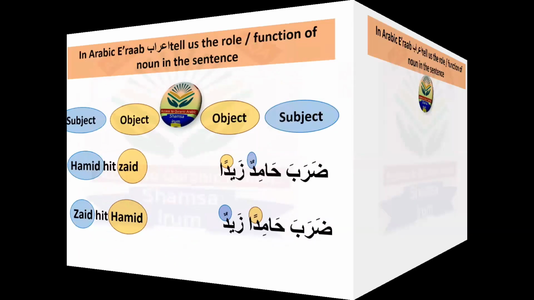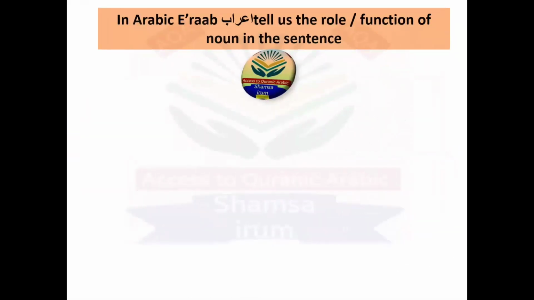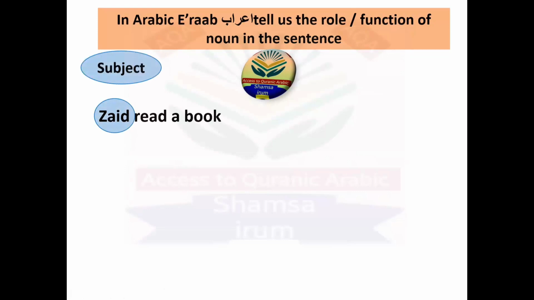In the next slide, one noun I use as the name of a person, and one noun I use as a different thing, a thing, not a person. So what's here now? If I ask what's the function here for Zaid, I hope you will give me the answer that it is a subject here. And what's the role here for the book? So book acts here as an object, because Zaid read a book.